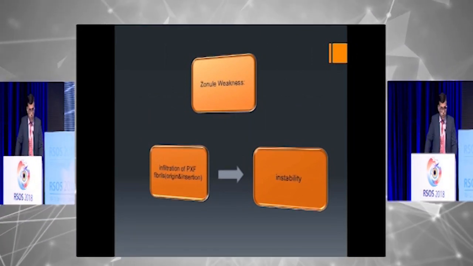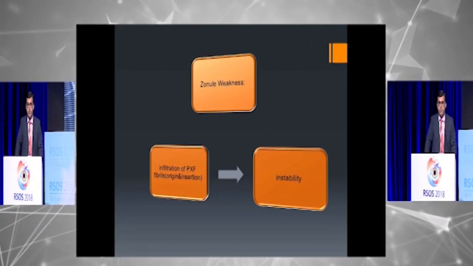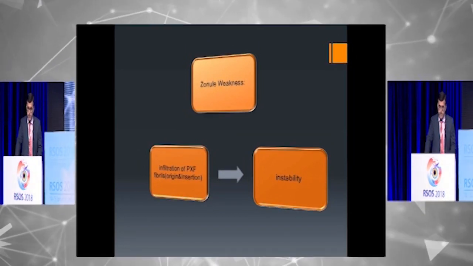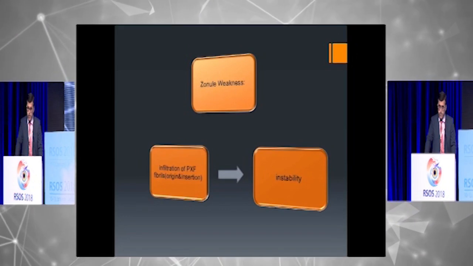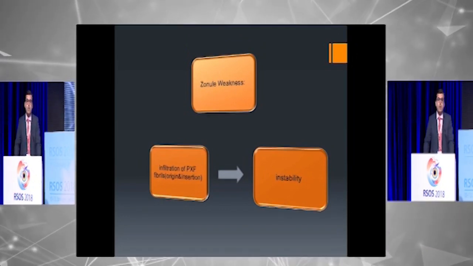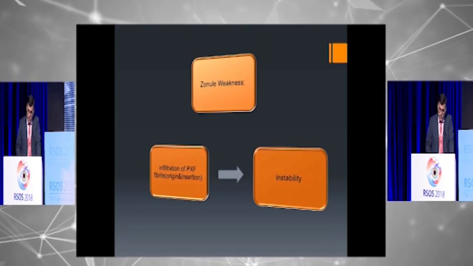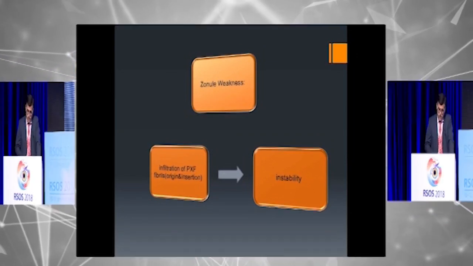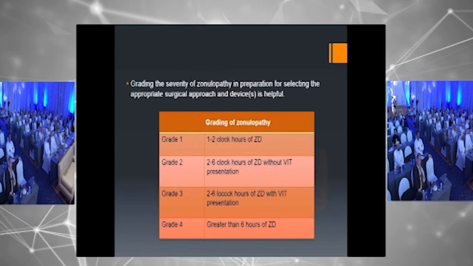Zonular weakness in patients with pseudoexfoliation results from infiltration of the pseudoexfoliation material into the fibrils at the origin of the zonules and at their insertion, which can lead to instability of the crystalline lens during cataract surgery and increase the risk of vitreous loss and other complications.